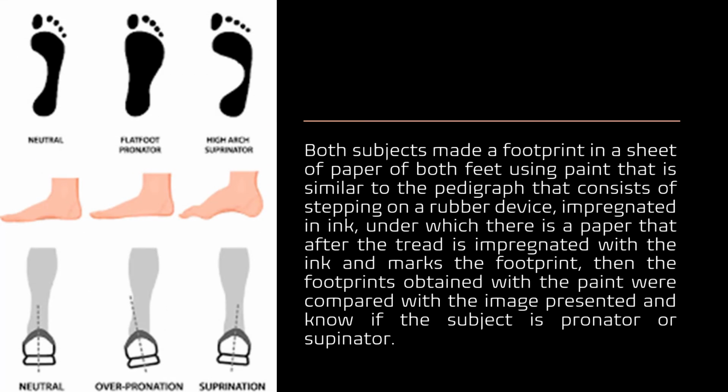Both subjects made a footprint of both feet on a sheet of paper using paint, similar to the perigraph, which consists of stepping on a rubber device impregnated in ink, under which there is a paper that after the step is impregnated with the ink and marks the footprint. Then the footprints obtained with the paint were compared with the image presented to know if the subject is pronator or supinator.